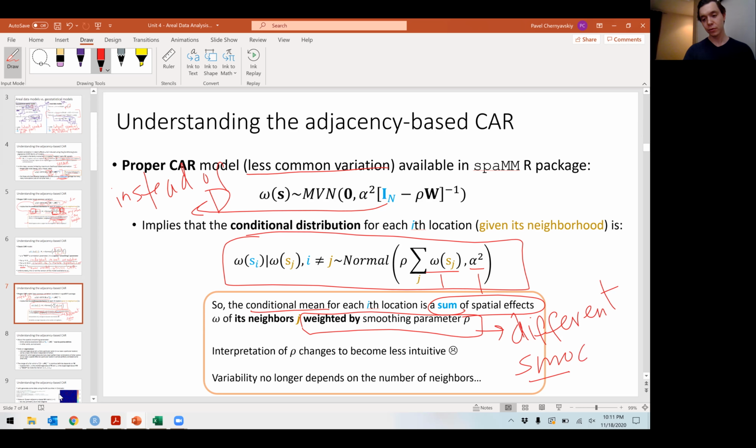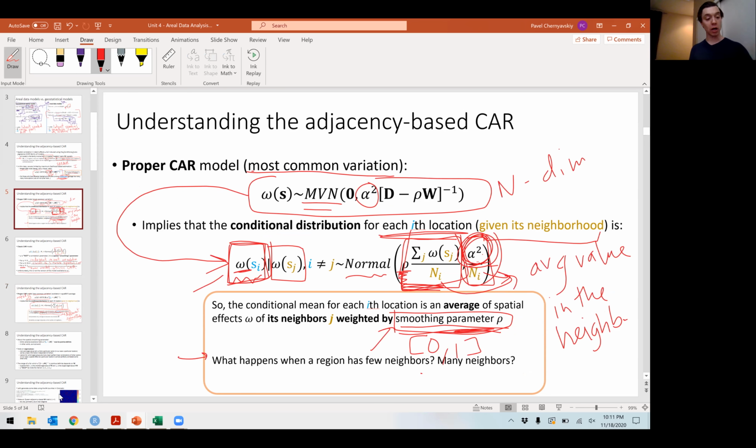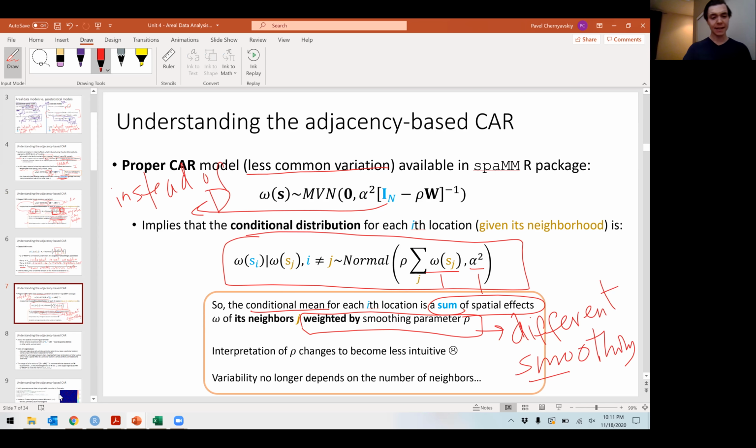Different smoothing parameter, right? Because we don't have an n in that equation. So it has to be a different smoothing parameter. It's weighting not an average, now it's weighting a sum. So it has to be a different smoothing parameter than that of the proper CAR model. The interpretation of this smoothing parameter, the one that weighs the sum of the spatial effects of the neighbors, becomes less intuitive, unfortunately. And we'll go through that in just a second.